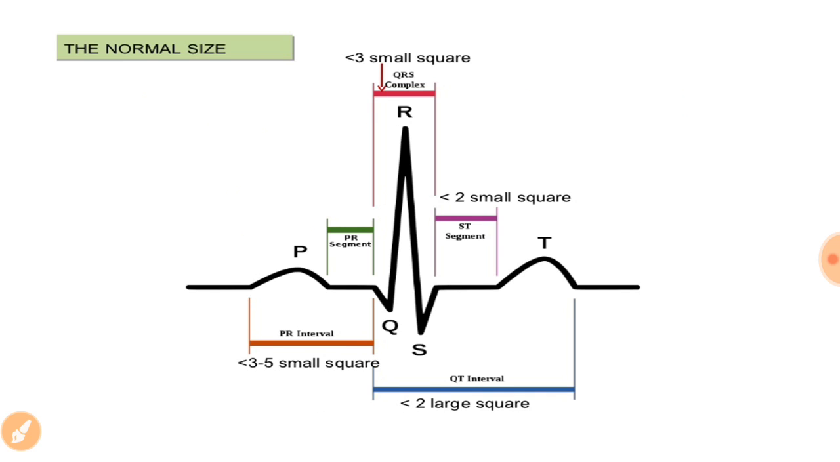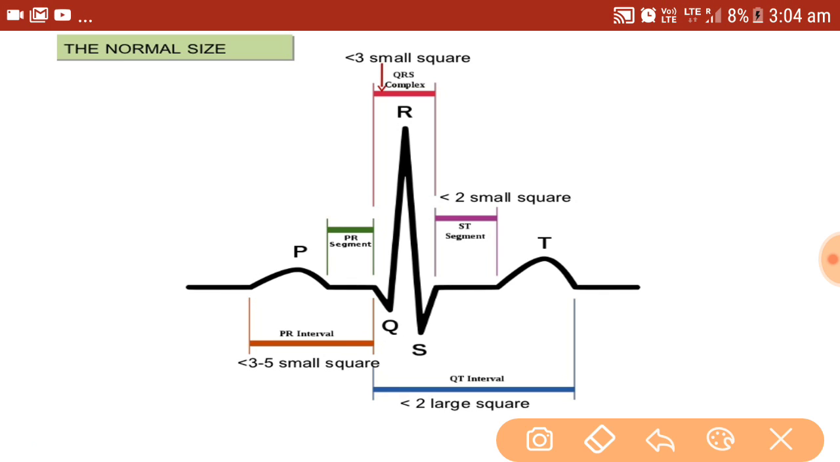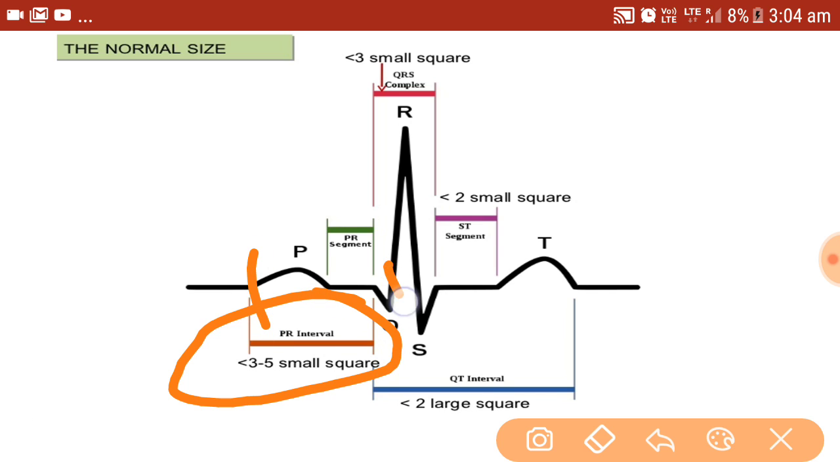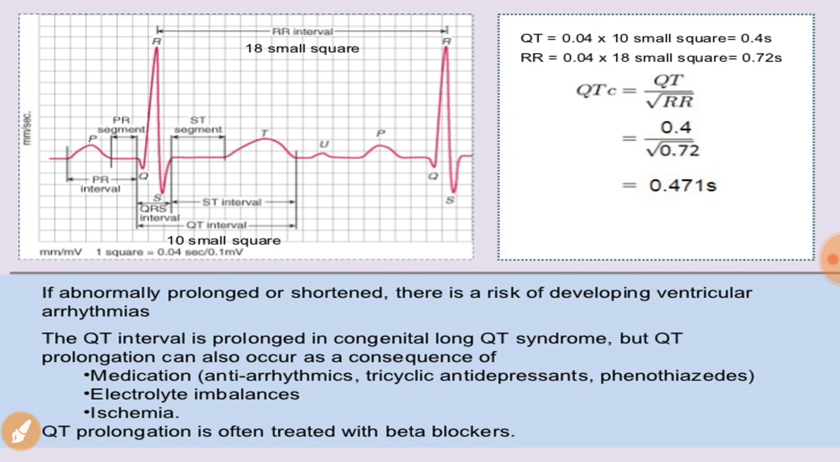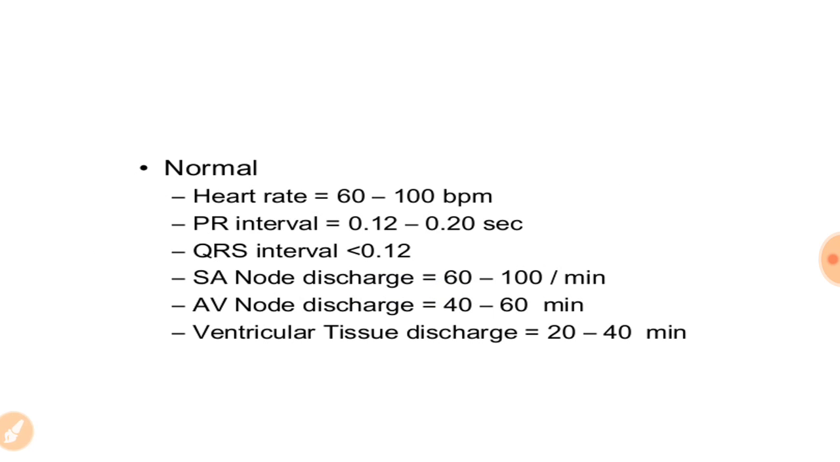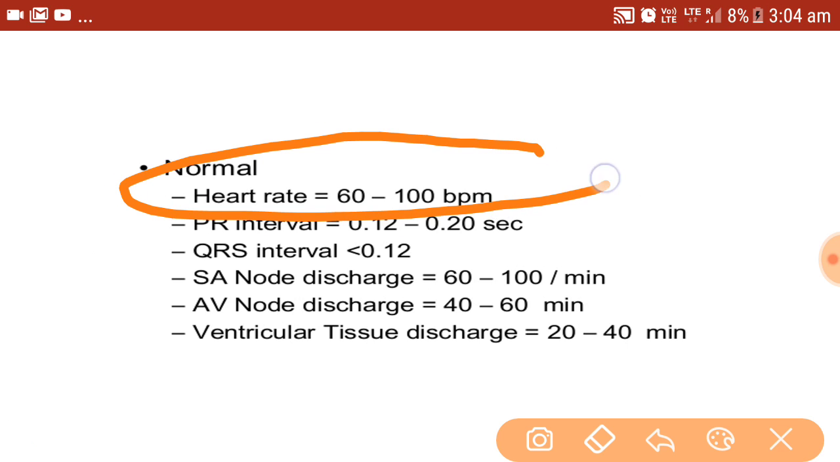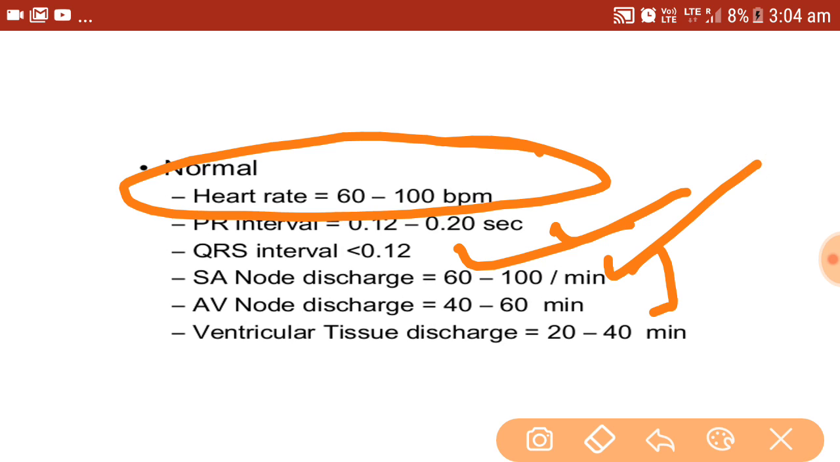This figure tells you the different intervals and their normal values, so please note it down. If you have a register, PR interval starts from P up till R and it is 3 to 5 small squares. In a similar way, the QRS complex, ST segment, QT interval are all important for you. Now, some normal values: heart rate we normally consider at 60 to 100 beats per minute, PR interval 0.12 to 0.20, QRS less than 0.12. SA node, similarly AV node discharges at a slightly lesser rate of 40 to 60 per minute. Ventricular tissue discharges at 20 to 40 per minute.